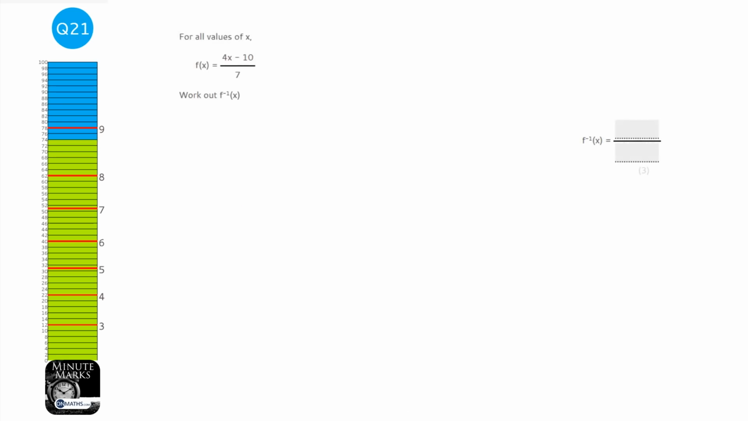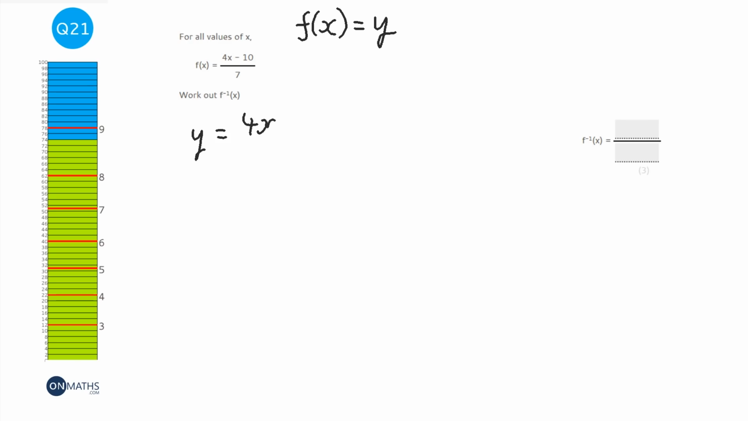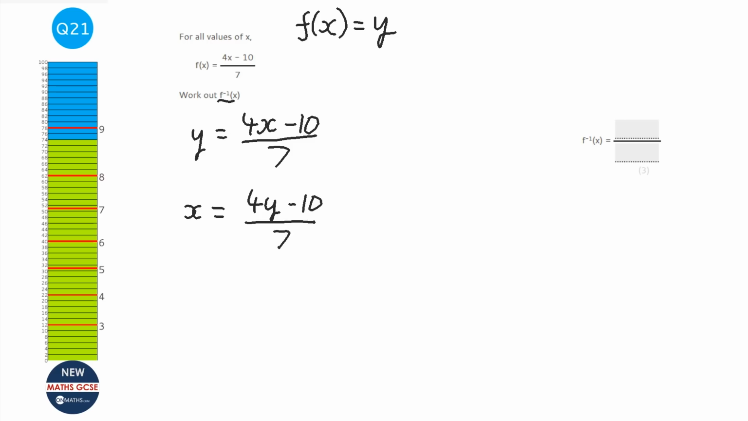There are a few different methods to answer this question, but I prefer the method where we just replace f of x with y because it becomes a lot easier. So I'm just going to write out the same equation. Now, when you want to find the inverse, which this is, of the function, all you do is swap the y and the x around. So we're going to have x equals 4y minus 10 over 7.